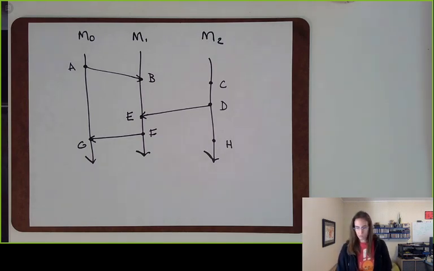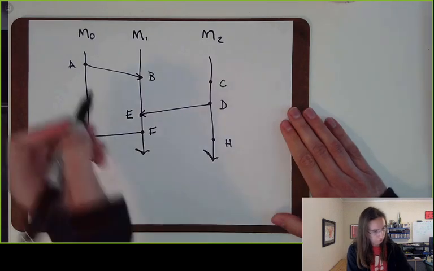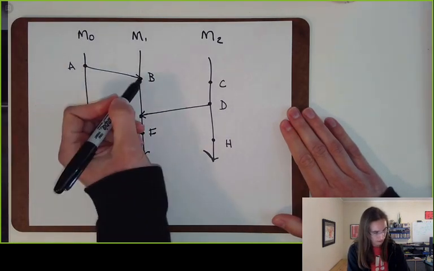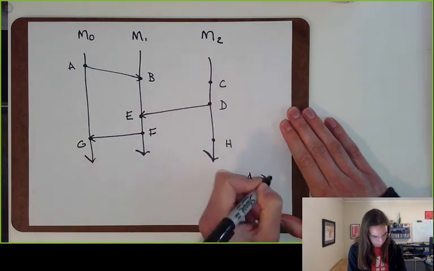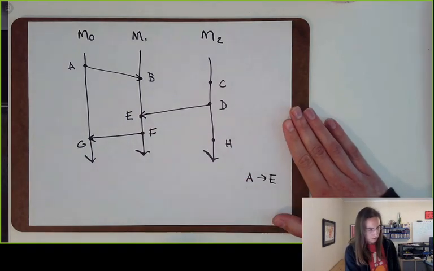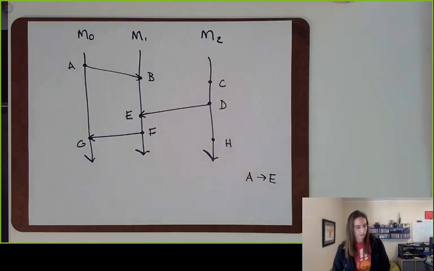For example, if I were to pick out A and E, are those events related by the happens before relation? Sure, yeah, because we can follow this line here from A to B, and then E comes after B on the same process line. So we have A happens before E. What about D and A?